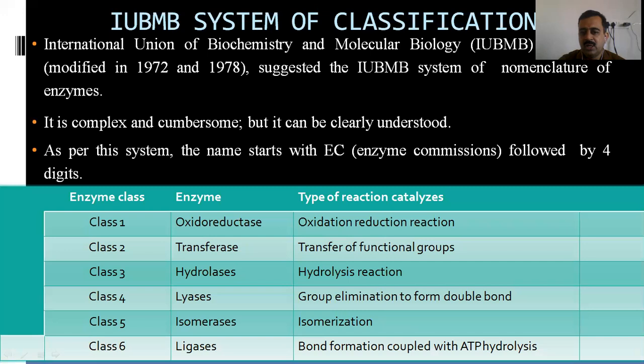As per the system, the name starts with EC, the Enzyme Commission, followed by four digits. For example, class 1, oxidoreductases. What is the type of reaction? Oxidation-reduction reactions take place. Class 2 is transferases, transfer of functional groups. Class 3, hydrolysis reactions take place. Class 4 is lyases, group elimination to form a double bond. Class 5, isomerization reactions. And class 6, ligases, bond formation coupled with ATP hydrolysis.